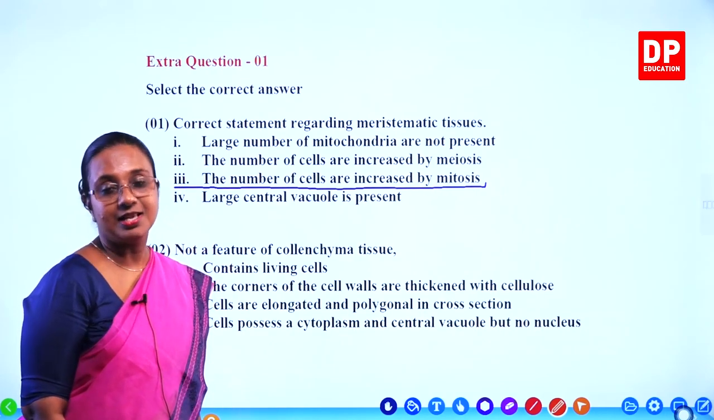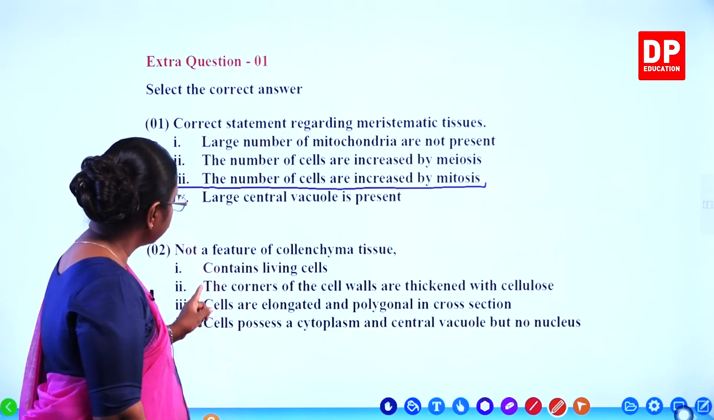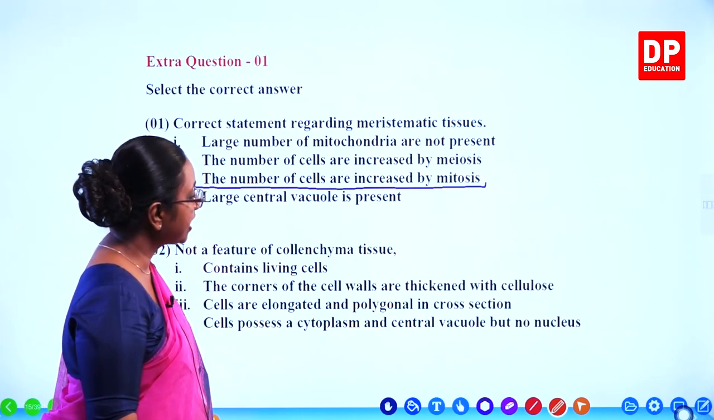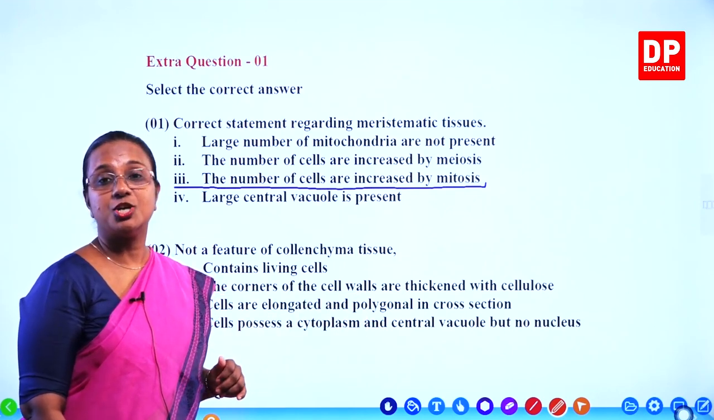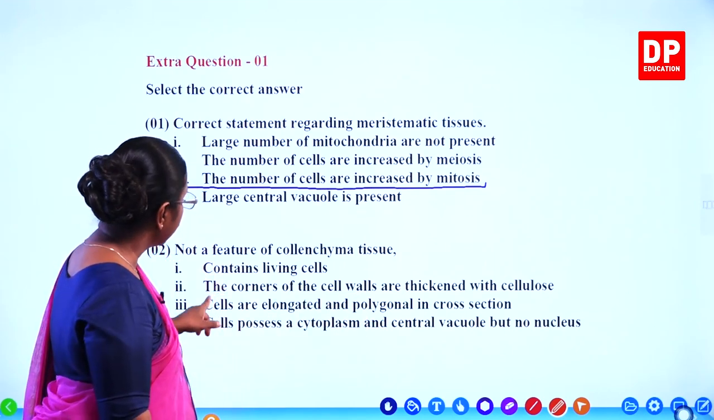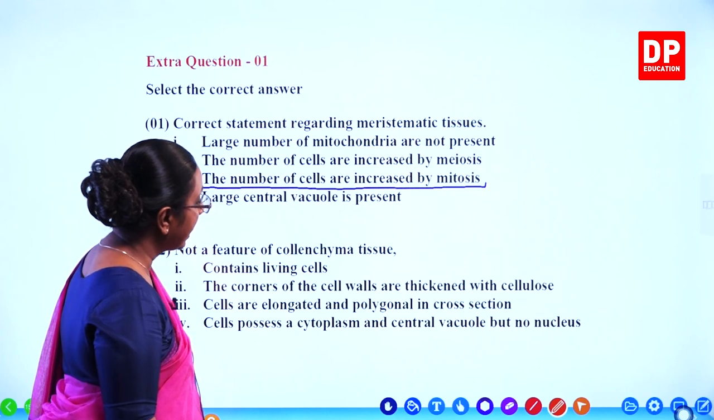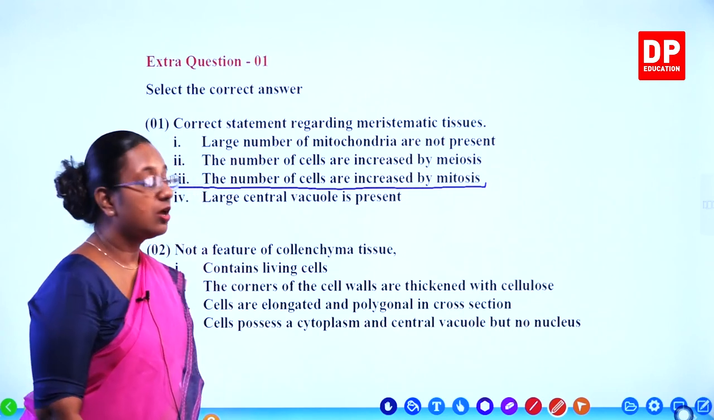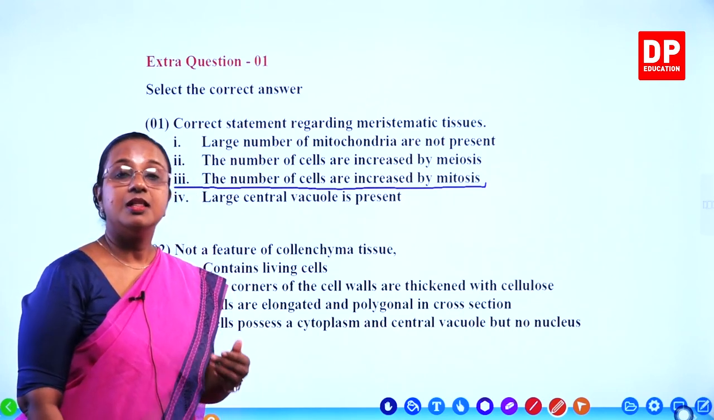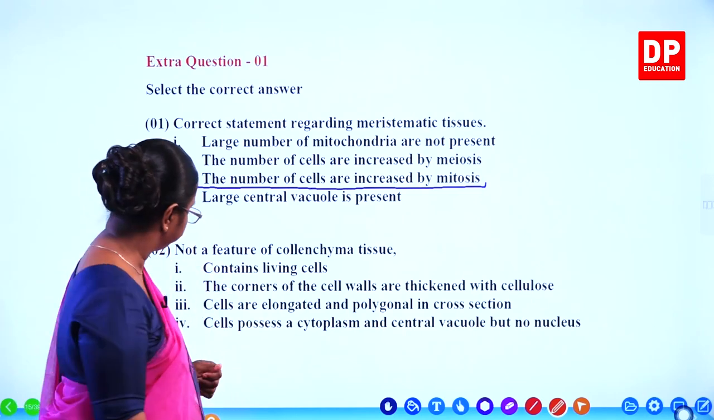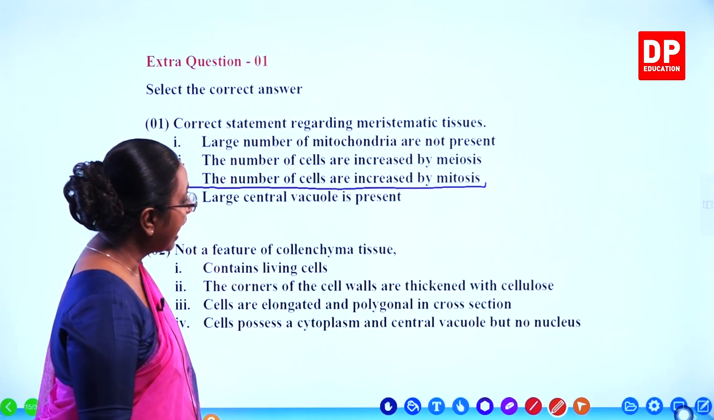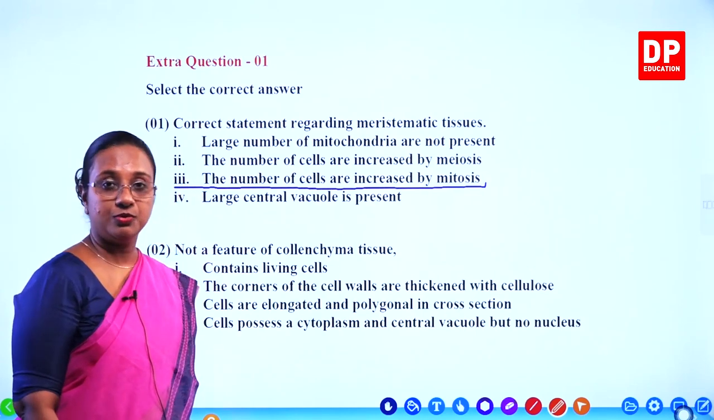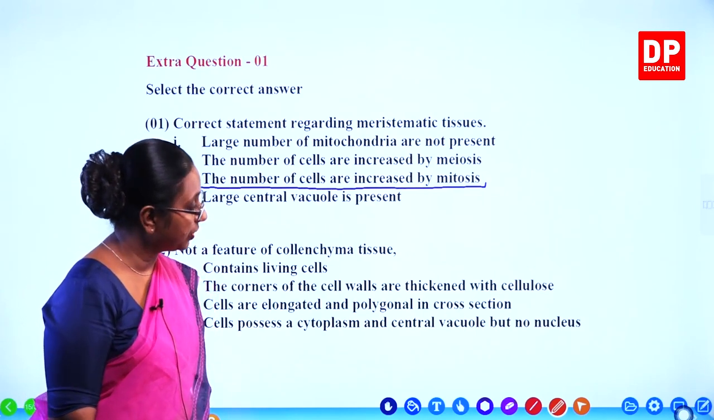Contains living cells. That's correct. The corners of the cell walls are thickened with cellulose. That is a special feature of collenchyma. Cells are elongated and polygonal in cross section. That is also correct. Cells possess a cytoplasm and a central vacuole but no nucleus.